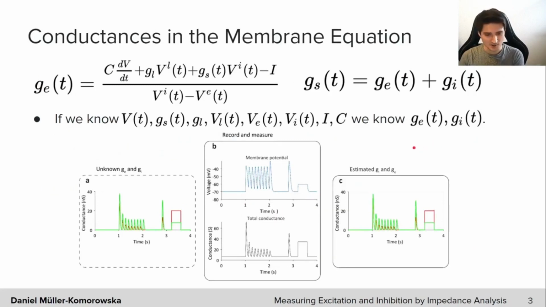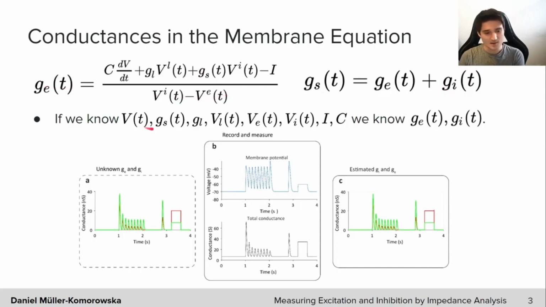This slide illustrates the concept of the method, where if we take the membrane equation, which is not shown on this slide, we can rearrange it such that Ge, the excitatory conductance, is on the left, and that means if we know everything on the right-hand side of this equation, we have effectively isolated the excitatory conductance. Furthermore, because we assume that Gs, the total conductance, is simply the sum of the excitatory and the inhibitory conductance, if we know Gs and Ge, we have also isolated the inhibitory conductance.